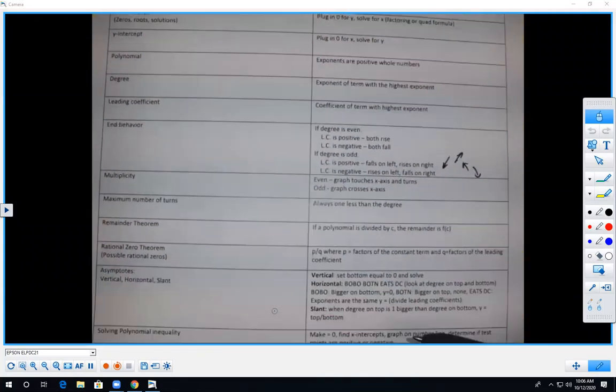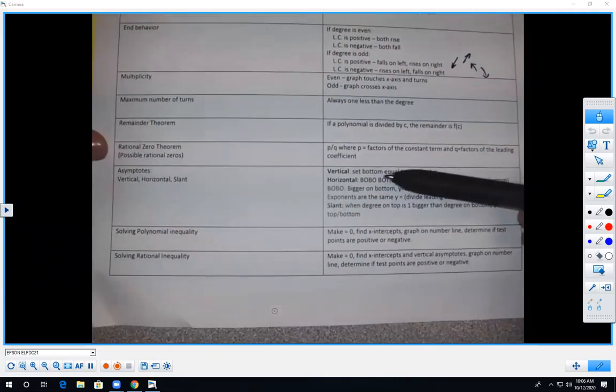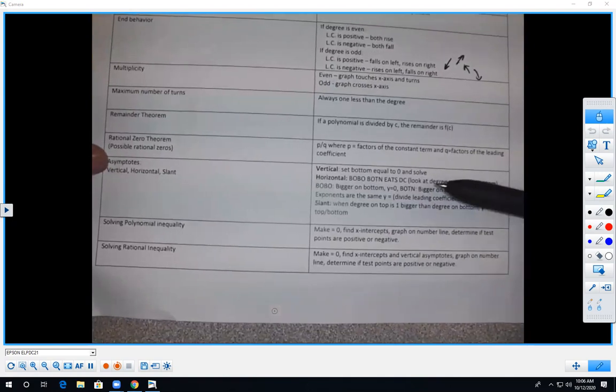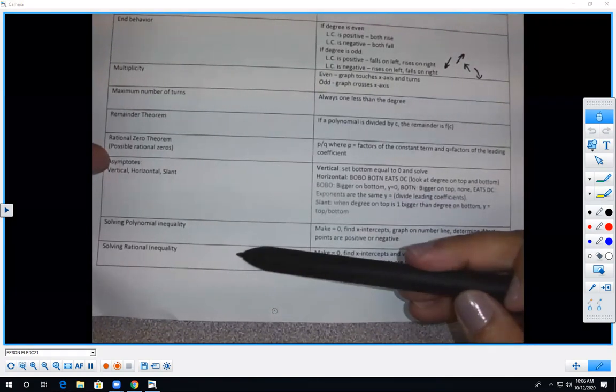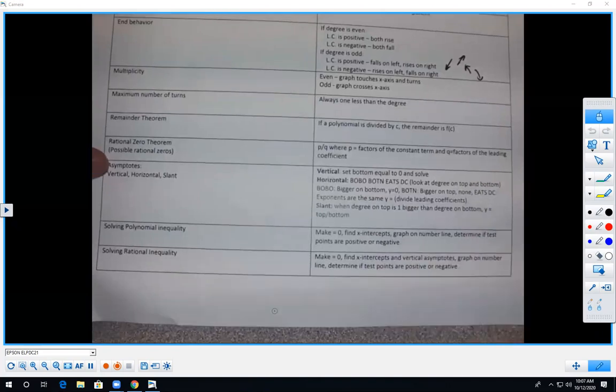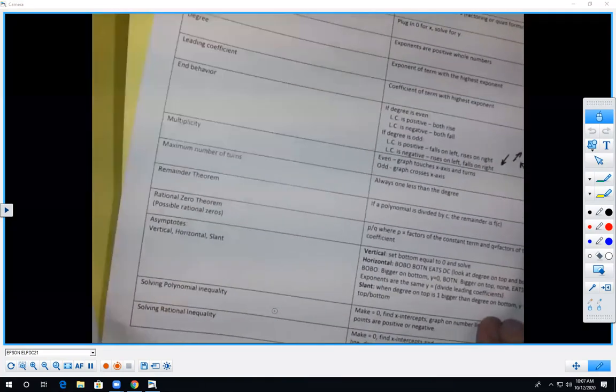Okay, so that's a whole lot of information we've gone over so far. Today we are going to do this part right here, the asymptotes, and then on Friday we'll do the inequalities. Okay, so today is section 3.5, which is graphing rational functions.